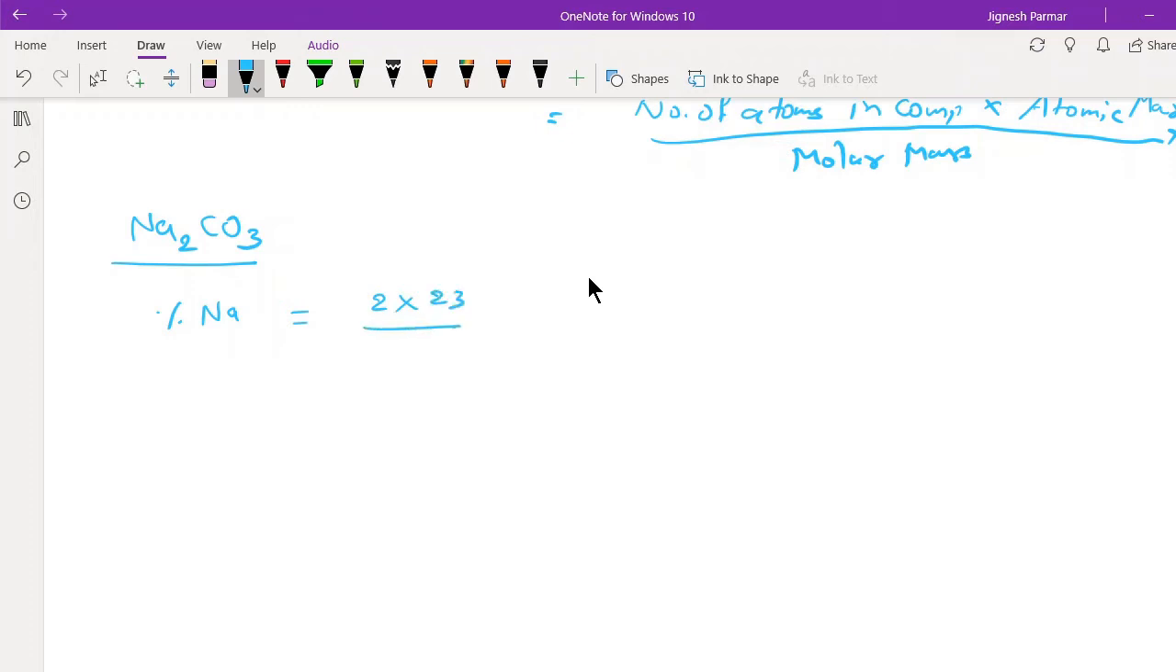I need the molar mass. What is the molar mass? Let's find it out. The molar mass of Na2CO3 is 2 times sodium, plus carbon 1 time, plus 3 times oxygen.